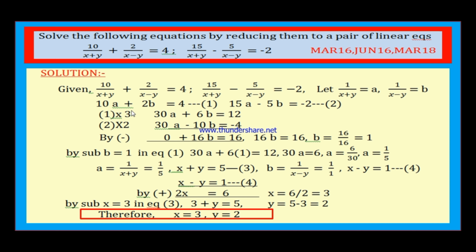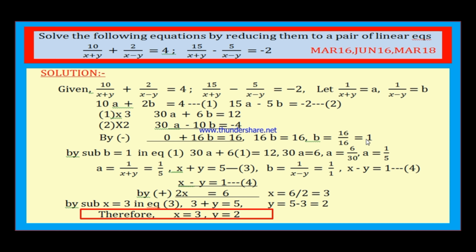If you multiply the first equation with 3, 3 into 10a is 30a, 3 into 2 is 6b, 3 into 4 is 12. Now if you multiply the second equation with 2, 15 into 2 is 30a, minus 5 into 2 is 10b, minus 2 into 2 is minus 4. Now let us subtract in order to cancel these a terms. By subtraction, 30a minus 30a will get cancelled. Since we are subtracting, this will be plus 6b plus 10b is 16b, 12 plus 4 is 16, and b is equal to 16 by 16, which is equal to 1.